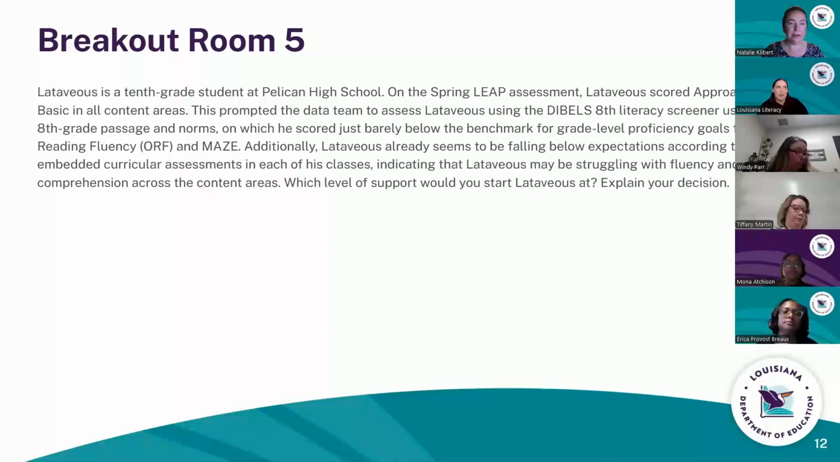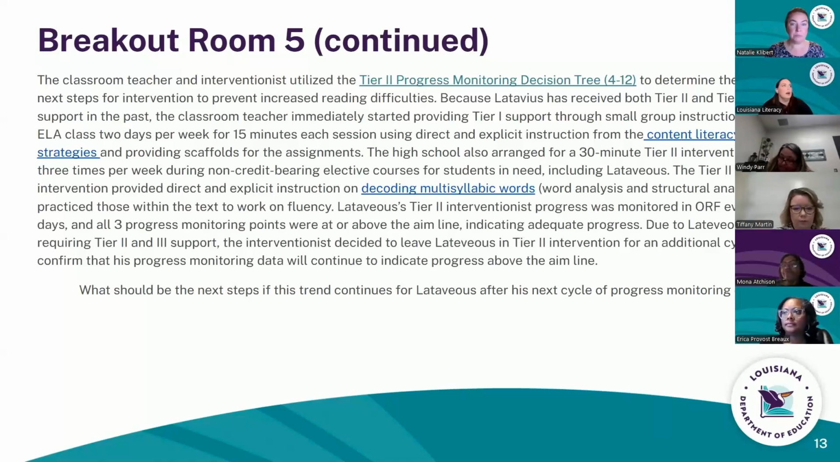I know at least one group got to this. My group said tier 2. Yeah, I would agree. He's still having some difficulty with the fluency and comprehension, and he's having some trouble accessing his grade level text. So I think putting him in tier 2, seeing how he does through a cycle or a few cycles is the appropriate move here. So that is what they do.